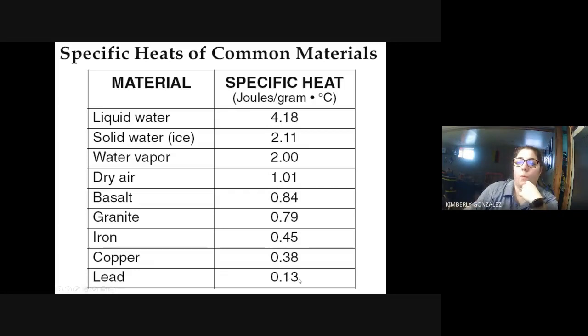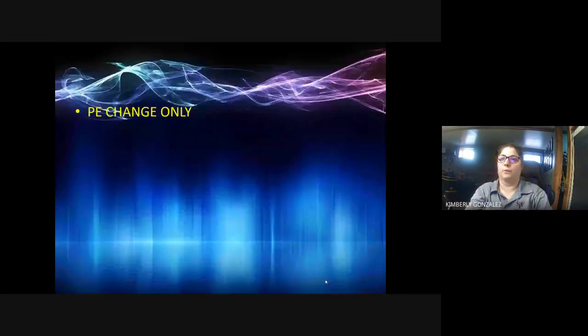Lead has 0.13 as its specific heat. That's a very low number. That means for every 0.13 joules of heat energy I put into a sample of lead, the temperature of that piece of lead will increase by 1 degree. Versus liquid water, you need 4.18 joules of energy to raise it by 1 degree. And notice that it is different. So for liquid water, it's going to take a really long time to boil or to get hotter versus lead because it is so low.